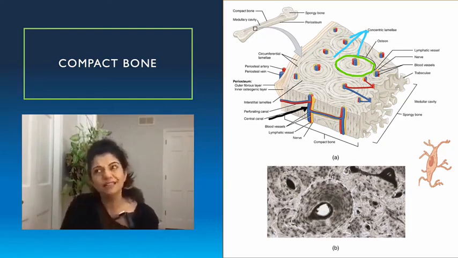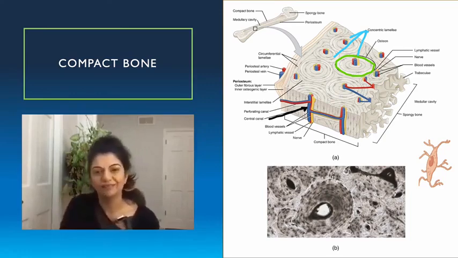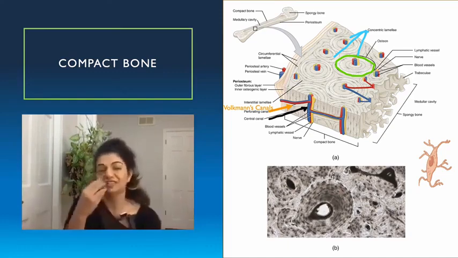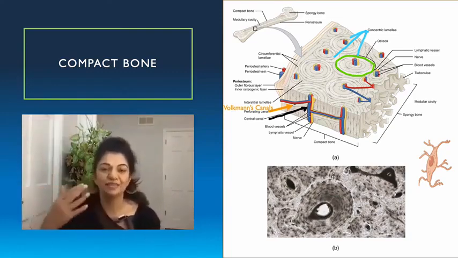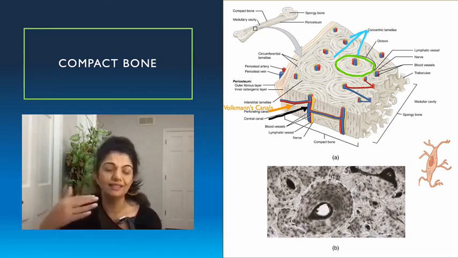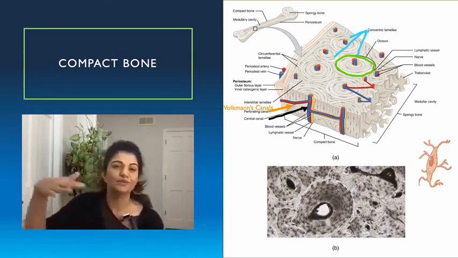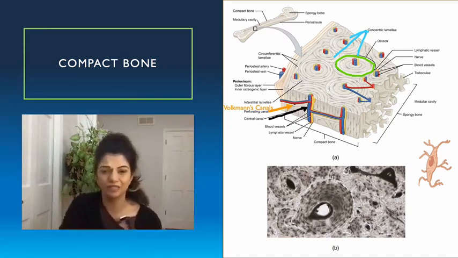Now, they also tend to have this angling position, and they go through what we call Volkmann's canals or perforating canals. See, they sort of have this right angle. It's almost like, you know, in a subway where you have different lines. That's how it is. And so these canals enable blood vessels and lymphatic vessels to extend to the periosteum and endosteum. That's how they do it, through these Volkmann canals.